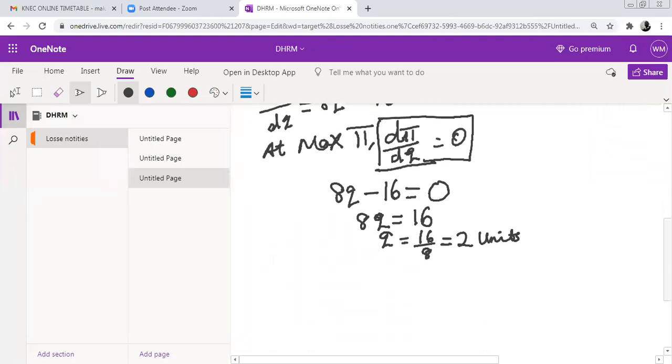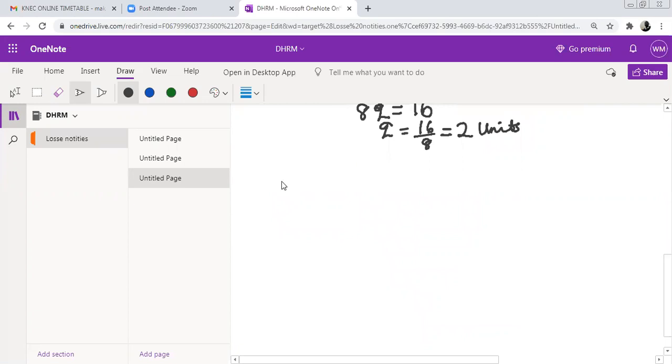Similarly, you can be given the total revenue. You can be told that the total revenue of an organization is given by, maybe, 4q squared minus 64q minus 12. I think I've gone ahead, let me stop at this point. Is it minus 12? That is the total revenue function. A question can come that requires you to determine the number of units that will be produced for the revenue to be maximum.